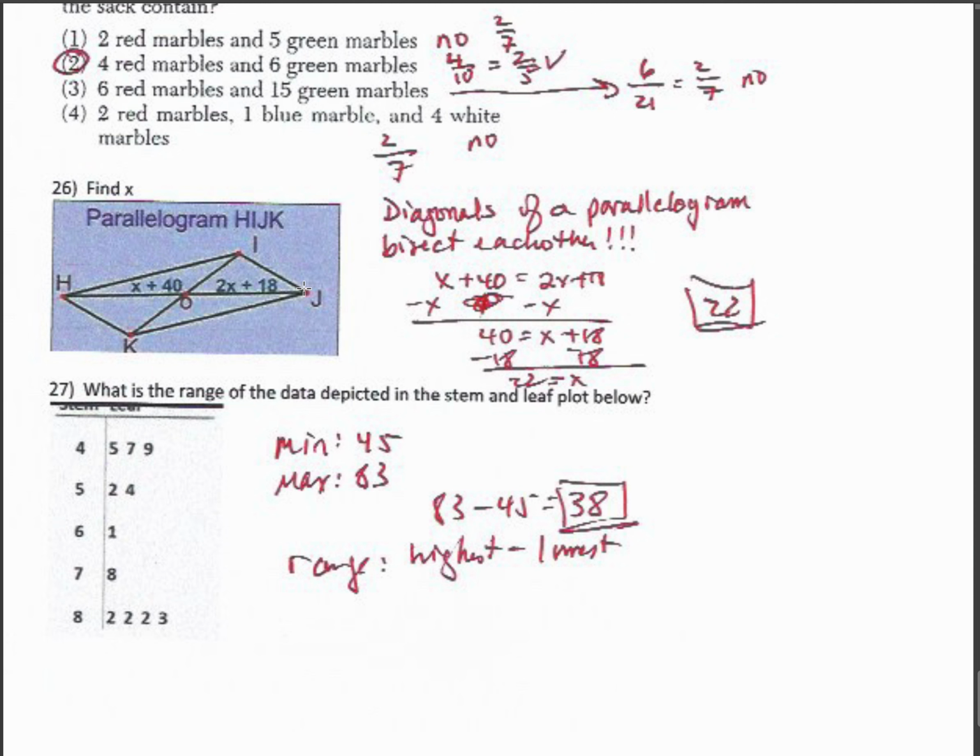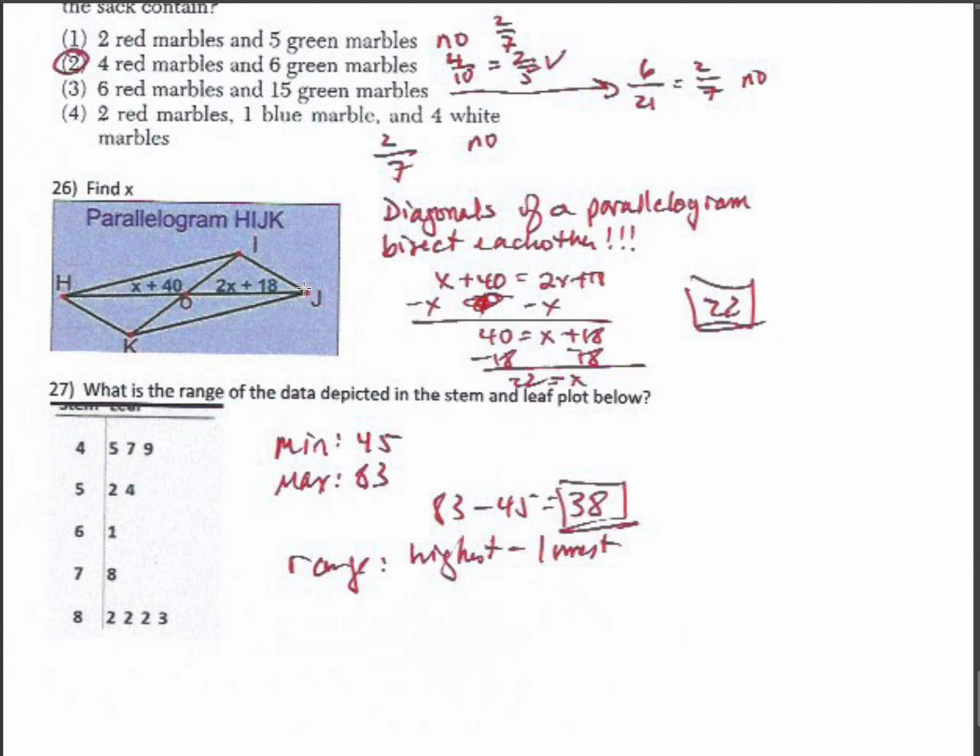The diagonals of a parallelogram bisect each other, which means that they are equal. So IK is getting split in half. I'm sorry, HJ is getting split in half by IK. So the x plus 40 has to equal the 2x plus 18. Solving that, subtracting x from both sides, 40 is x plus 18, subtracting the 18, x is 22. The actual solution is not difficult as long as you remember, this is the hard part, that the diagonals of a parallelogram bisect each other.